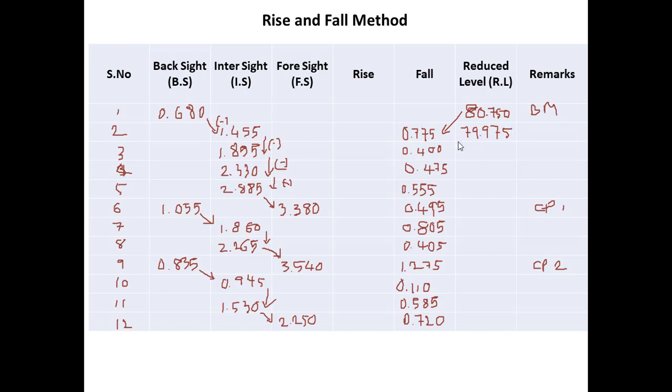Next, from this reading there will be continuity. From this reading, whatever we are going to deduct or add, here it is fall, so we have to deduct. So 79.975 minus 0.4 gives the answer of 79.575.